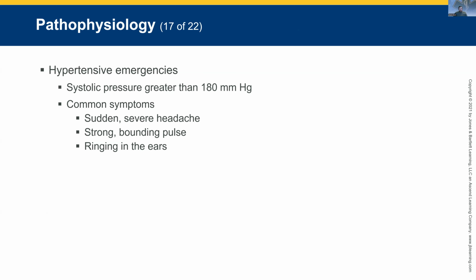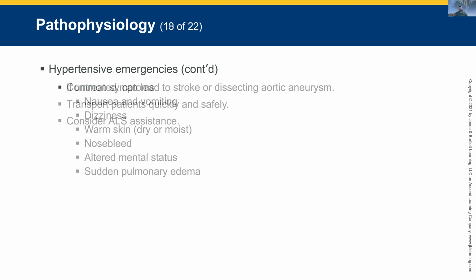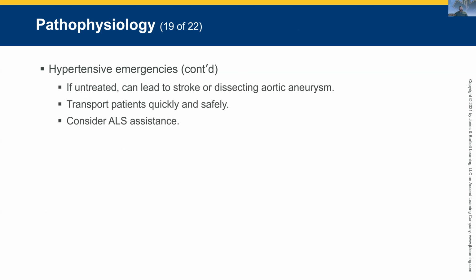Hypertensive emergencies: systolic blood pressure of 180 or higher. Common symptoms: sudden, severe headache, strong bounding pulse, and ringing in the ears. Nausea, vomiting, dizziness, warm skin, dry or moist. Nosebleed, altered mental status, sudden pulmonary edema. If untreated, it can lead to stroke or that dissecting aortic aneurysm. Transport patient quickly and safely.